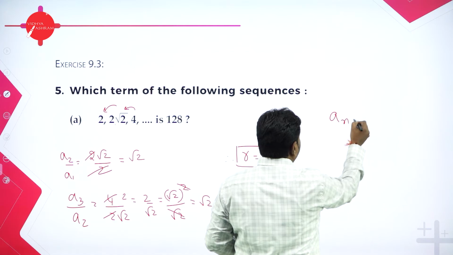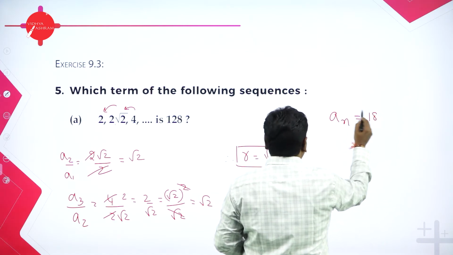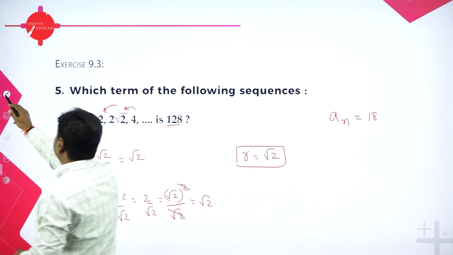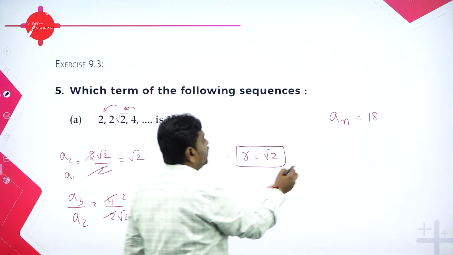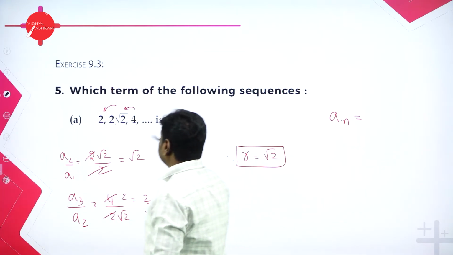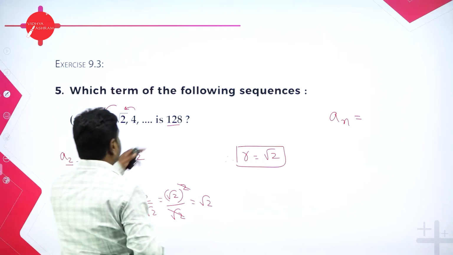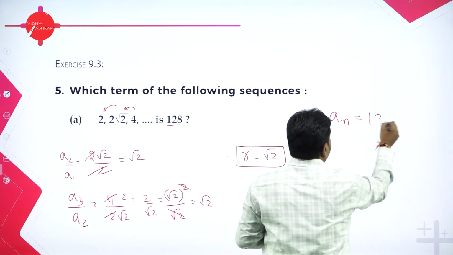So now they want to know which term is AN. AN is 128. Given AN is 128, you should find which term it is. So now you need to find N. AN value, nth term is 128. Which term is 128? They're asking you. I'll assume AN is 128.